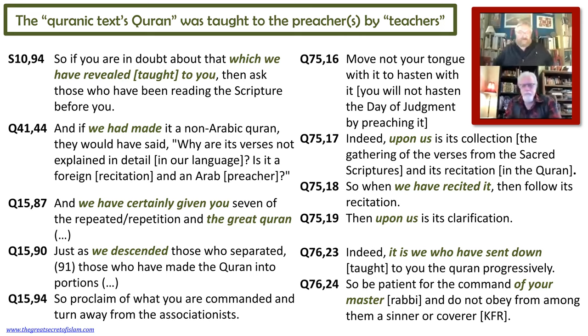rabbinical Jews. So here again, we have a teacher telling his student what he should do. He has to be patient for the command of his master, of his teacher. He has to obey him and not obey the sinners, not obey the rabbinical Jews. Why? Because the teachers, the masters, are the ones who know the Quran, who know the Arabic lectionary, and who teach the Arabic lectionary to the preacher.